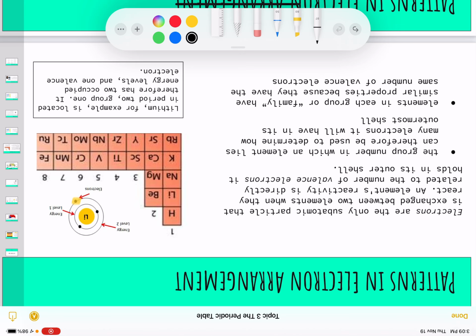The group number in which an element lies can therefore be used to determine how many electrons it will have in its outer shell. Elements in each group or family have similar properties because they have the same number of valence electrons. So what it's saying here is that as we look at these groups, they have similar characteristics because they are in the same family.